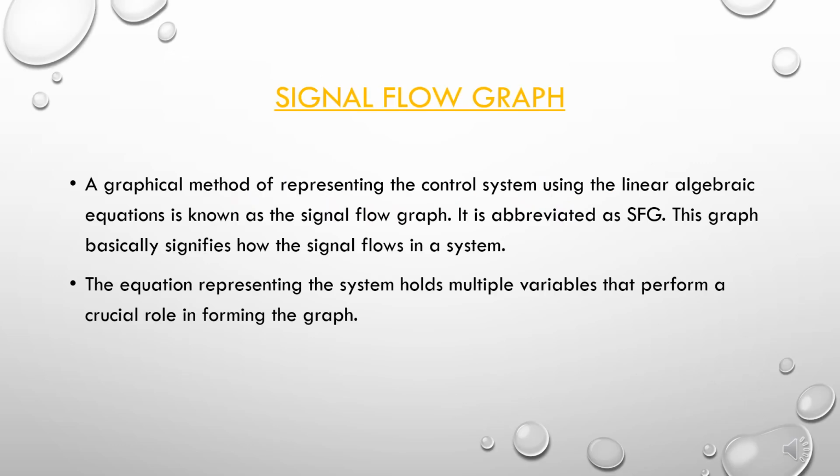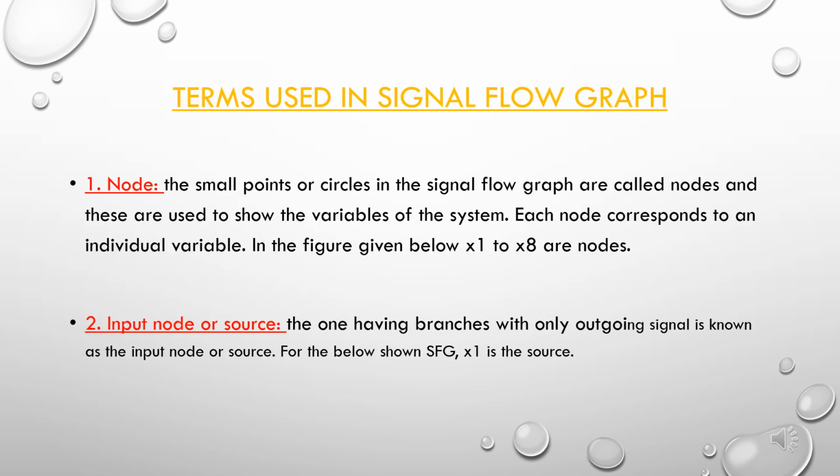Signal flow graph is a graphical method of representing the control system using linear algebraic equations. It is abbreviated as SFG. This graph basically signifies how the signal flows in a system. This method of signal flow graph was proposed by S. J. Mason. This helps us to relate the input and output variables of a system in a graphical manner.